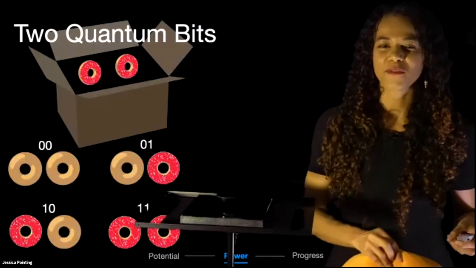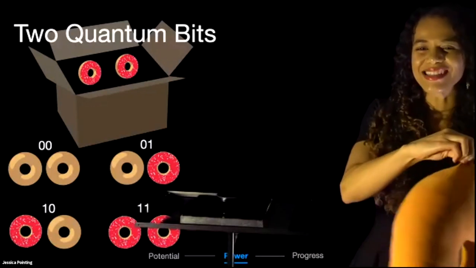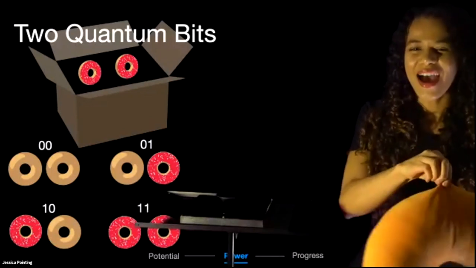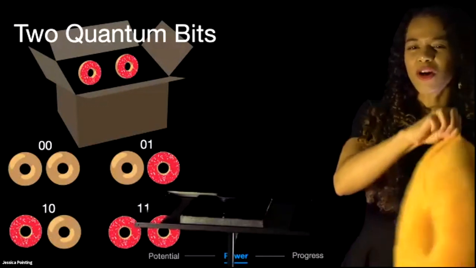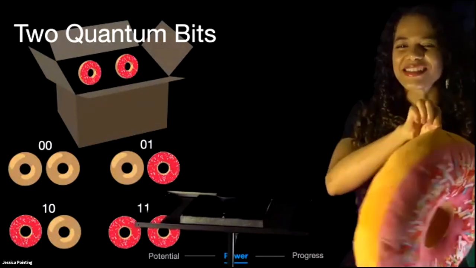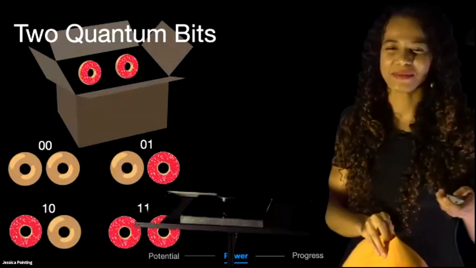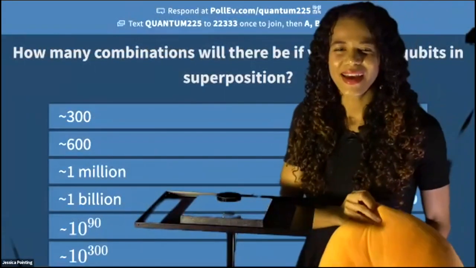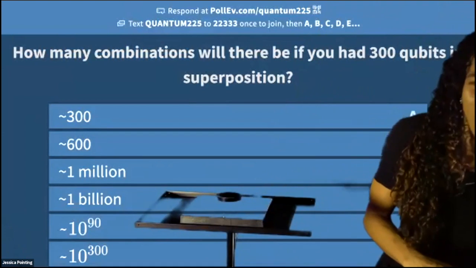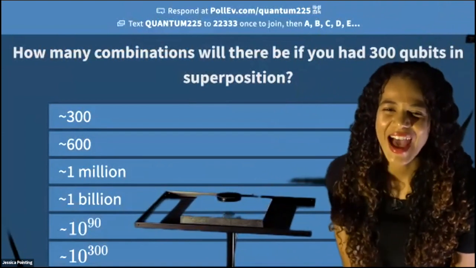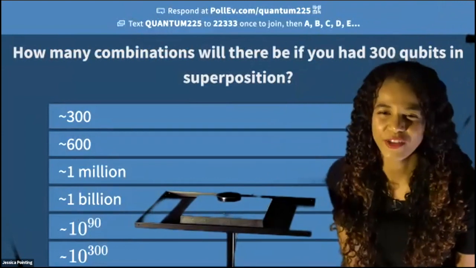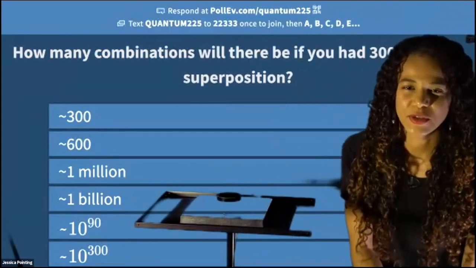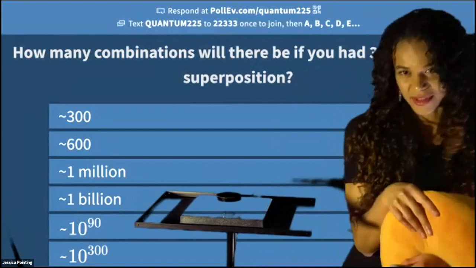But now if we open up the box and it's a quantum bit, these are actually spinning inside. And so I ask you, what combinations do you see? You'd actually see all of them at the same time. So now I have another poll for you. Another question is, how many combinations do you think there would be if you had 300 qubits in superposition? So I'm going to share that again.